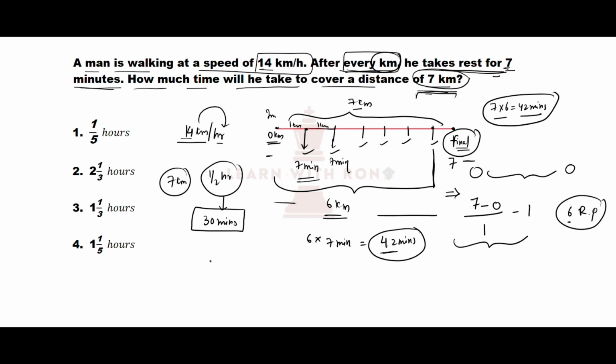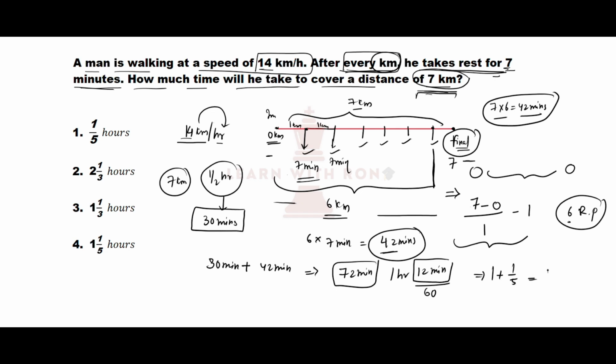So what is the total time here? 30 minutes plus 42 minutes. 30 plus 42 is nothing but 72 minutes. 72 minutes I can write as 1 hour 12 minutes, right? For converting 12 minutes into hour, 12 minutes by 60, which is 1 by 5, which is nothing but 1 hour plus 1 by 5 hour, which is 1 1/5 hour is the answer, which is option number 4 here. Let's see your next question.